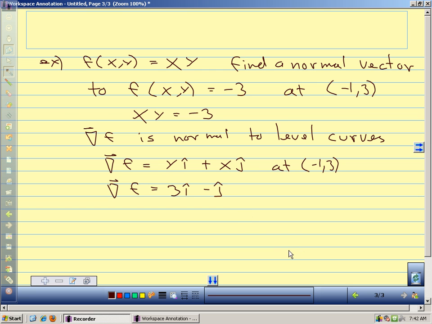That's it. So it doesn't really matter then what it's equal to? No, as long as it's a constant. So yeah, the gradient gives us the normal vector to the level curve, so our function has to be a constant. Any other questions?